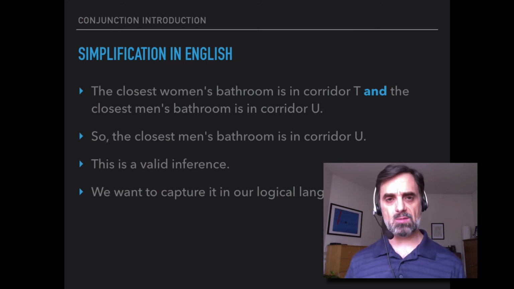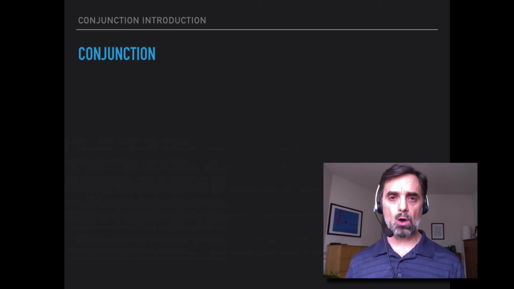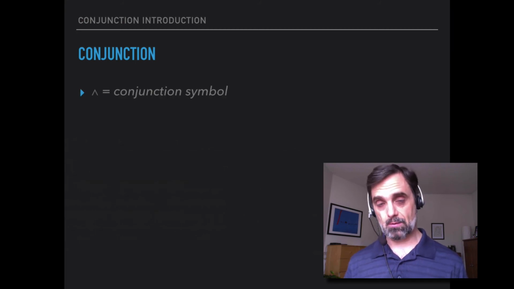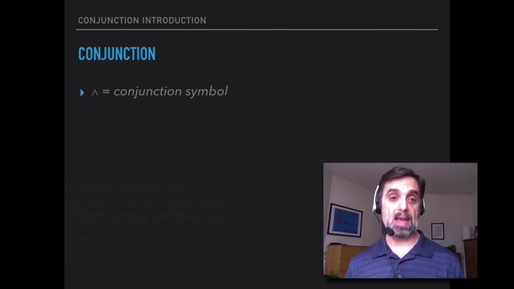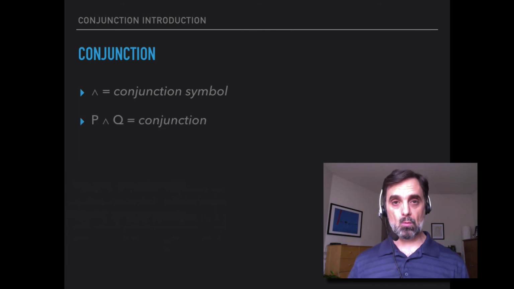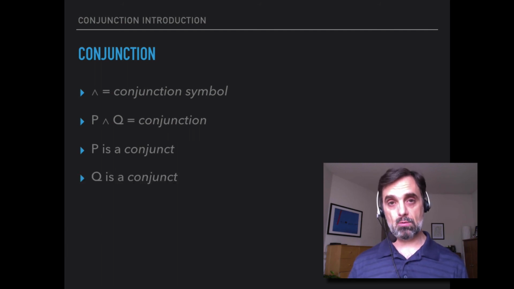And we're also going to capture some other AND inferences in this unit. So we're going to call AND conjunction. That's another word from Latin. And this is the conjunction symbol. It just means AND. So when we form a sentence with it, we will call the whole sentence a conjunction. So P and Q is the conjunction of P and Q. And we call P a conjunct, and we call Q a conjunct.